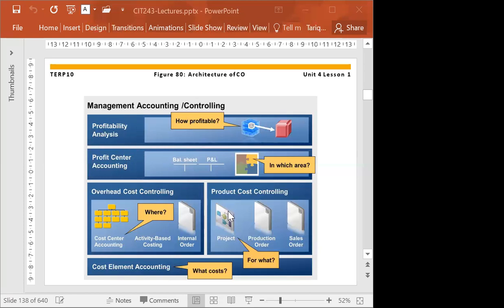profitability analysis. Here, product cost controlling, this is where you are manufacturing the product. It could be a project, any pilot project for manufacturing something, or any production orders, or any sales order. Based on that sales order, you manufacture some items and you sold it. So that revenue or the cost will go to the profit center accounting and to the profitability analysis. I hope I'm able to answer the question.